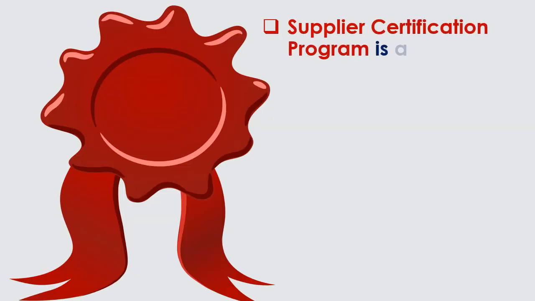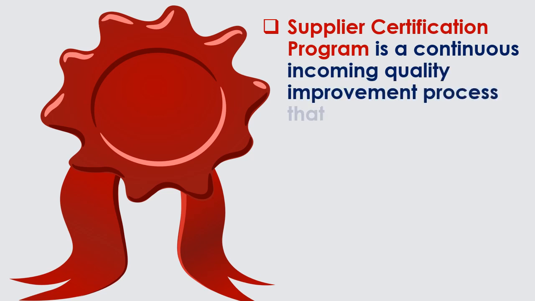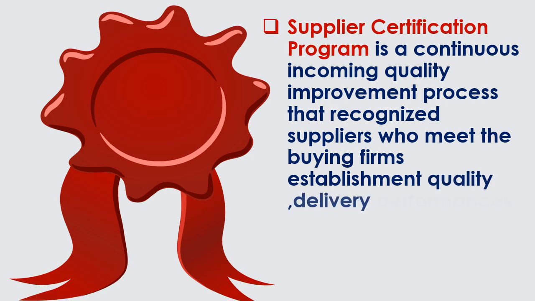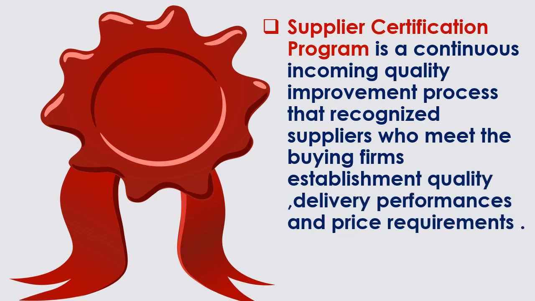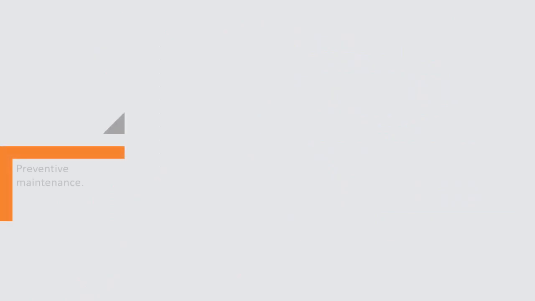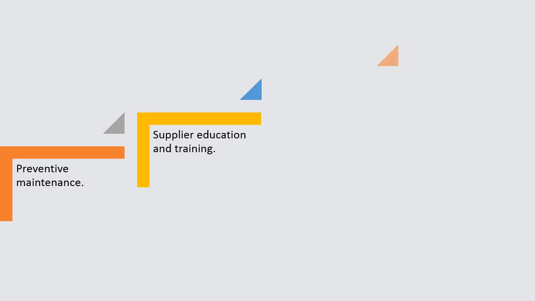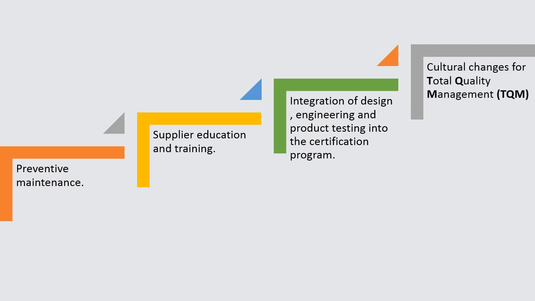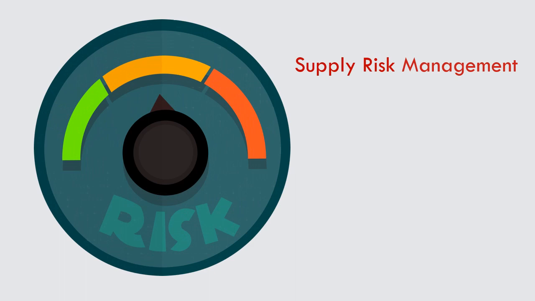Supplier Certification Program is a continuous incoming quality improvement process that recognizes suppliers who meet the buying firm's established quality, delivery performance and price requirements. Supply chain activities are: preventive maintenance, supplier education and training, integration of design, engineering, and product testing into the certification program, cultural changes for total quality management, TQM.